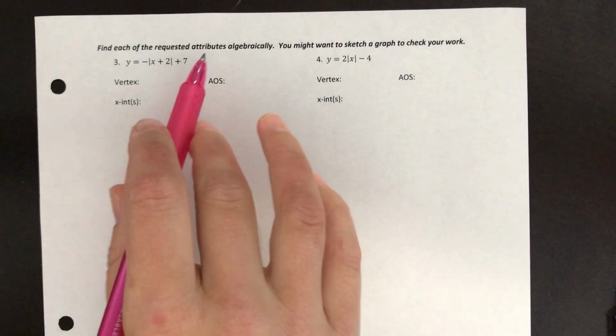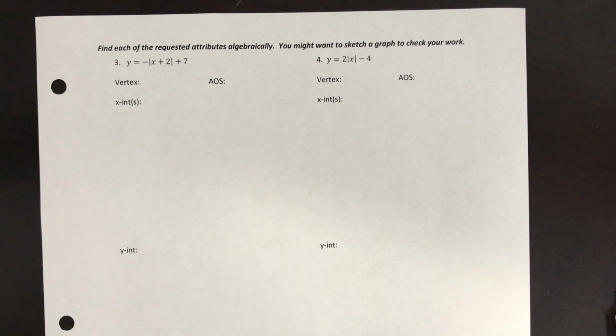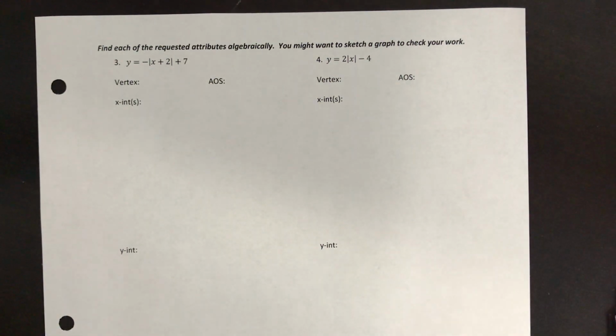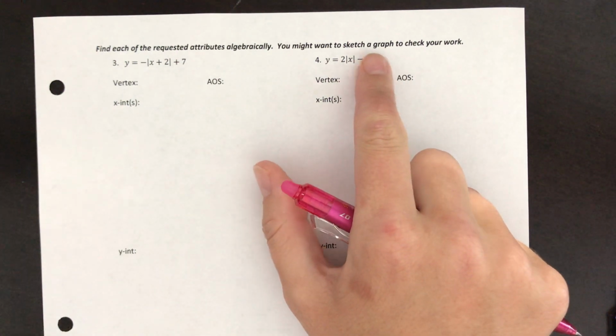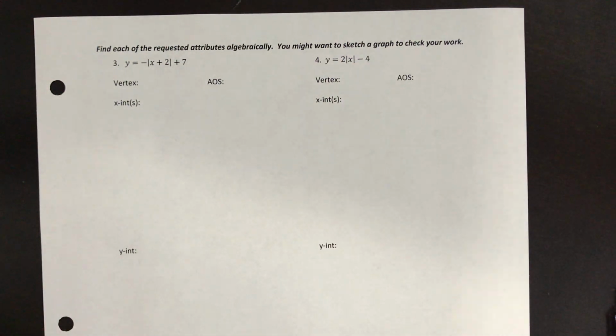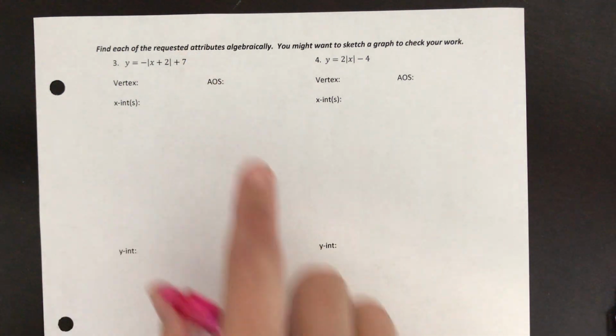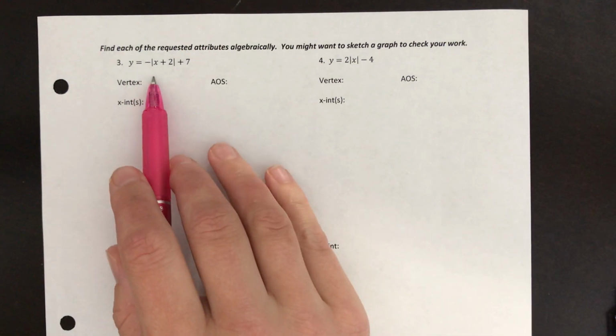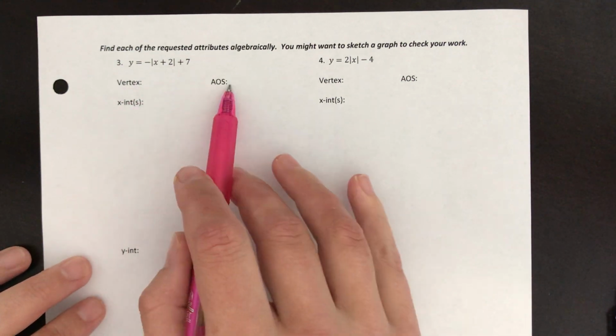Okay, so find each requested attribute algebraically. You might want to sketch a graph to check your work. We probably won't have time in this video because I don't want to make it go on forever, but just be aware you can always sketch a graph to check, not to actually find the attributes, but to check, okay? If it says to use algebra, then you must use algebra. Okay, so the vertex and axis of symmetry are the easy parts, right?